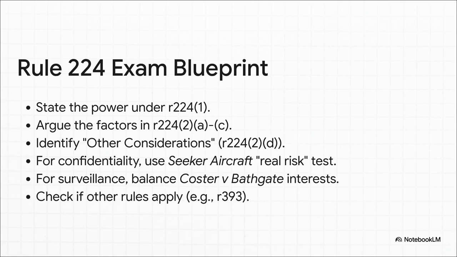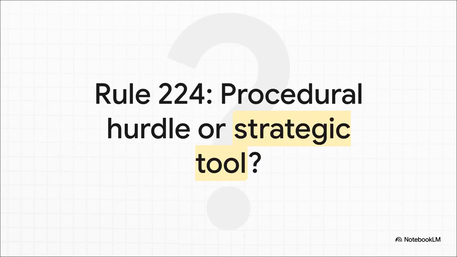That's your structure for a top-tier answer. So what's the big takeaway here? Rule 224 is so much more than just another procedural box to tick. When you really know how to use it, it becomes a powerful strategic tool. It lets you shape the litigation, protect your client, and focus the court's attention on what really matters. So the question for you isn't just, do you know the rule? It's, how are you going to use it?